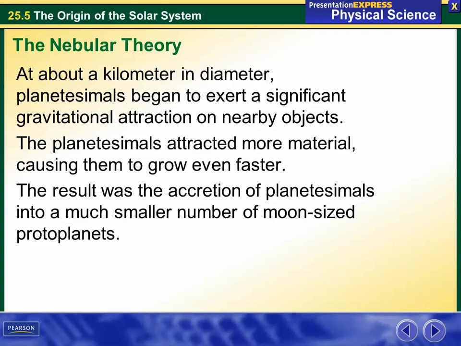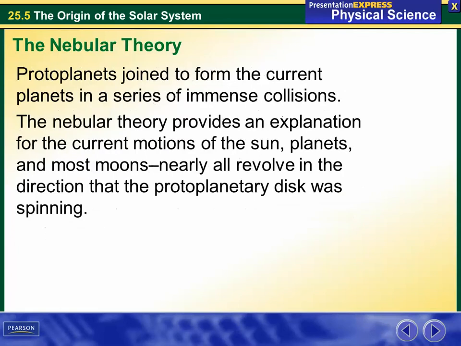The result was the accretion of planetesimals into a much smaller number of moon-sized objects called protoplanets. And proto usually just means before. Like, if you think of an invention, someone makes a prototype, that's what comes before. So a protoplanet is what comes before a planet. And then protoplanets join to form the current planets in a series of immense collisions. So accretion, again, they collide, they form. When protoplanets start colliding, the collisions are much greater, much more explosive, just because of the immense amount of size that they have.